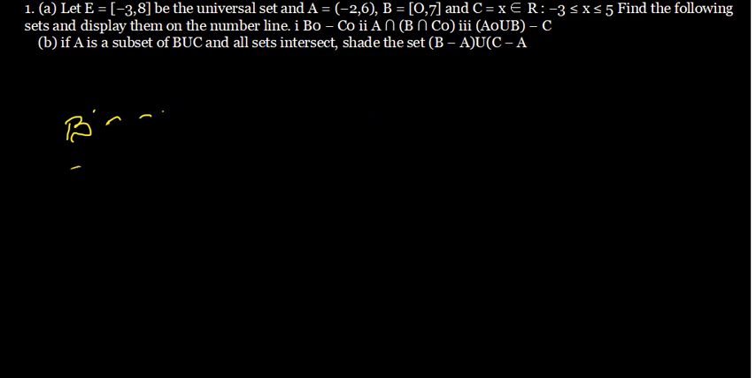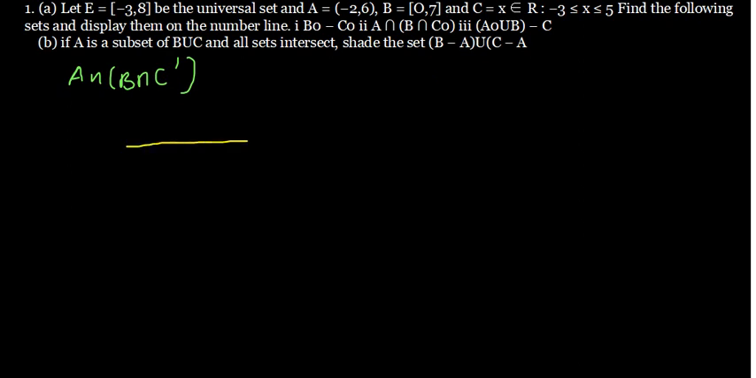Okay. Then the next one, which is part 2, we want to find A intersection B intersection C complement. We have this 0 here, that's a complement. Couldn't write that properly. Okay, so that is it.